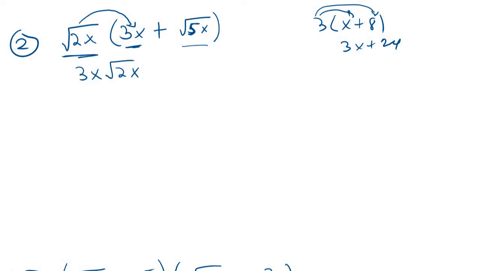And then we'll do the next one. We're going to do this root 2x times root 5x. Well, you can see obviously that both of them are inside.